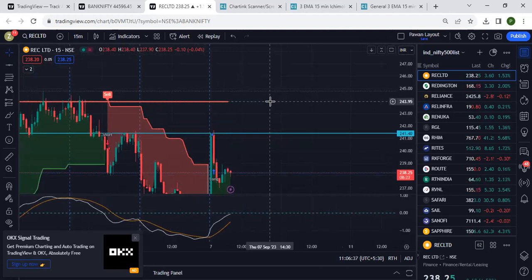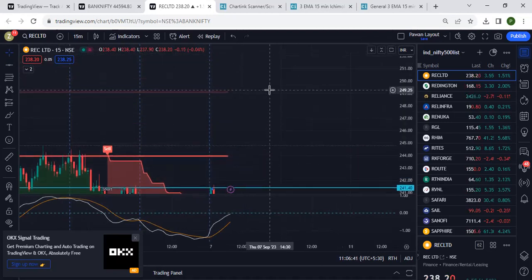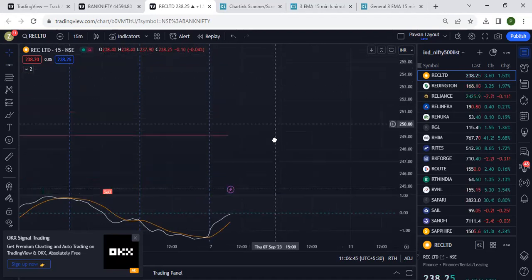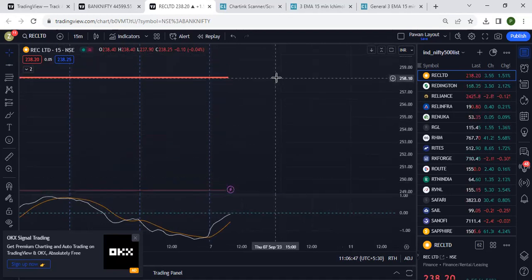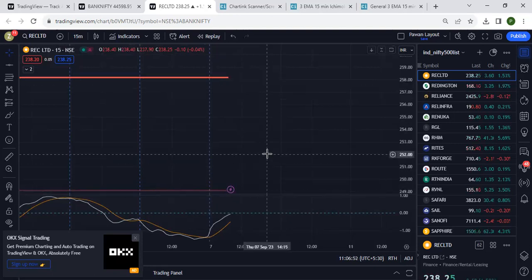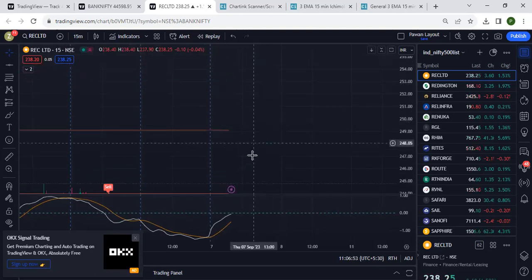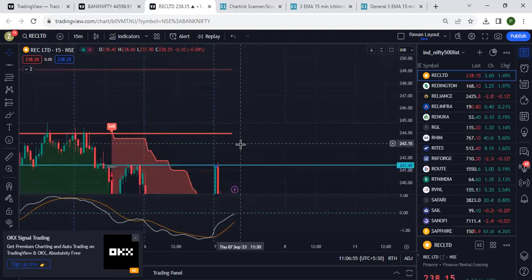for the further target of 243 rupees 95 paisa, 249 and 258. These are all the targets on the weekly basis. So from today, 7 to 10 days are the expected time to achieve these levels.